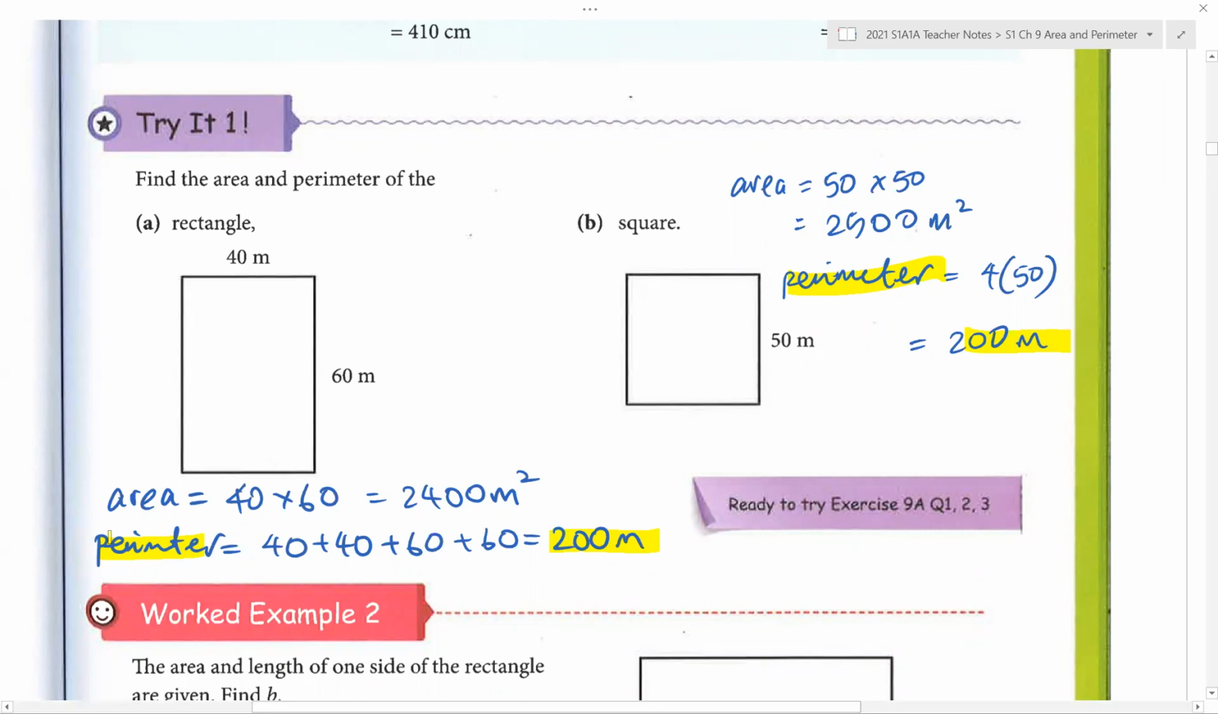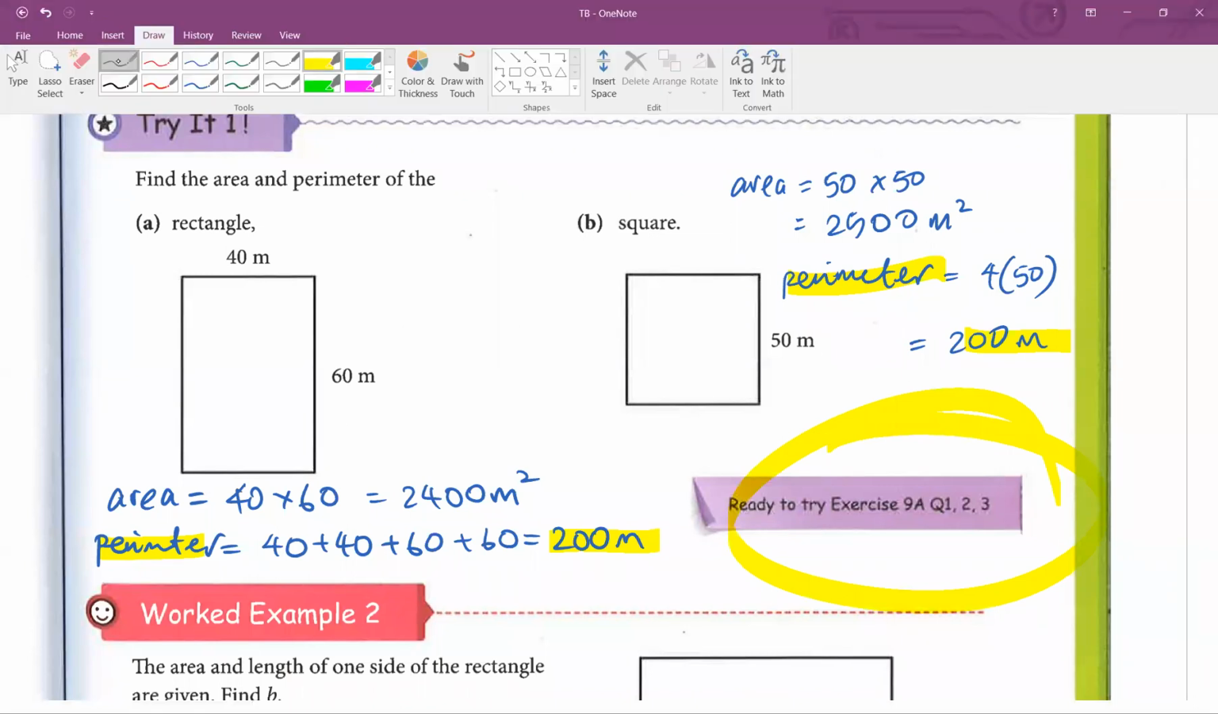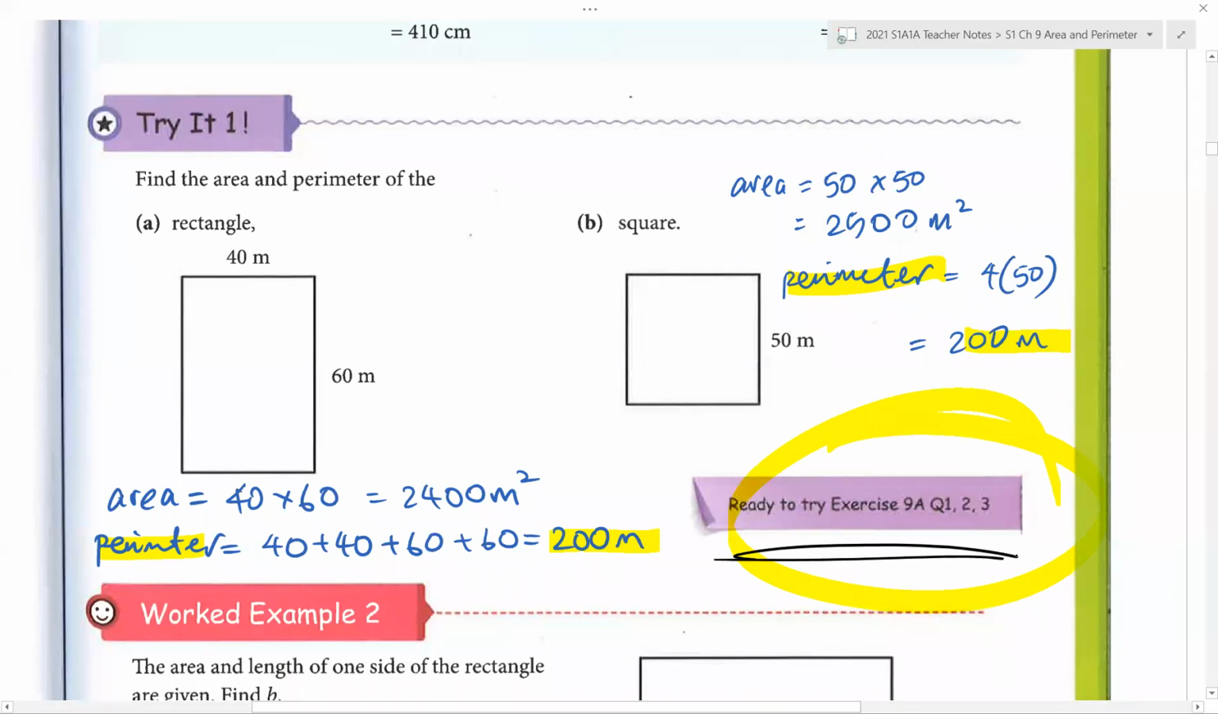So over here, workbook exercise 9A, question 1 to 3, that is your homework. Okay, please note that down. Over here, your workbook, exercise 9A, question 1 to 3, homework due 28, which is tomorrow.